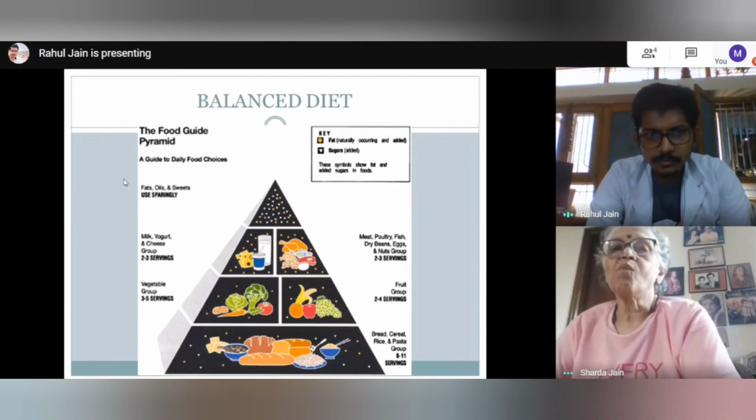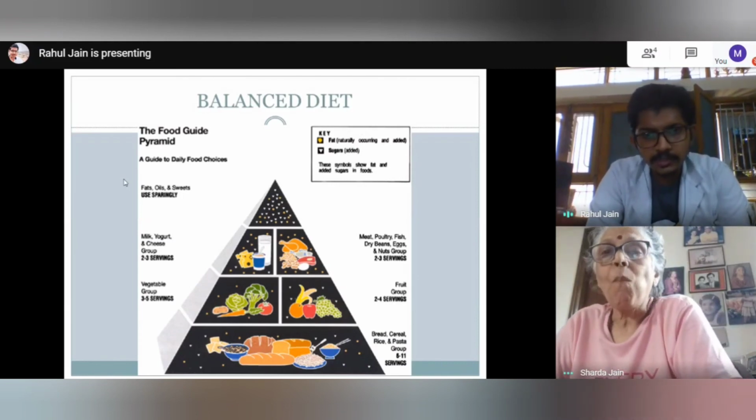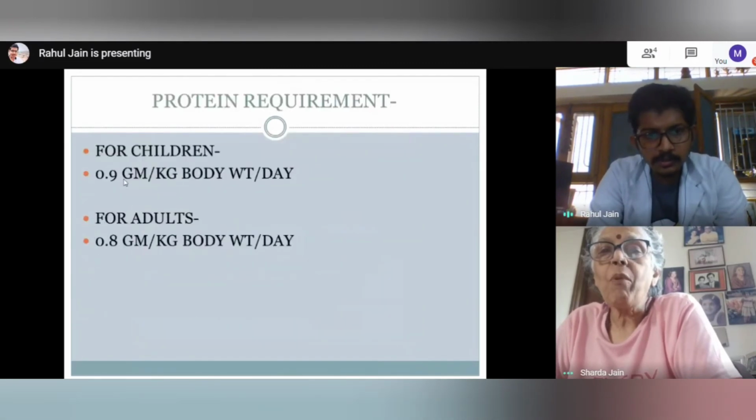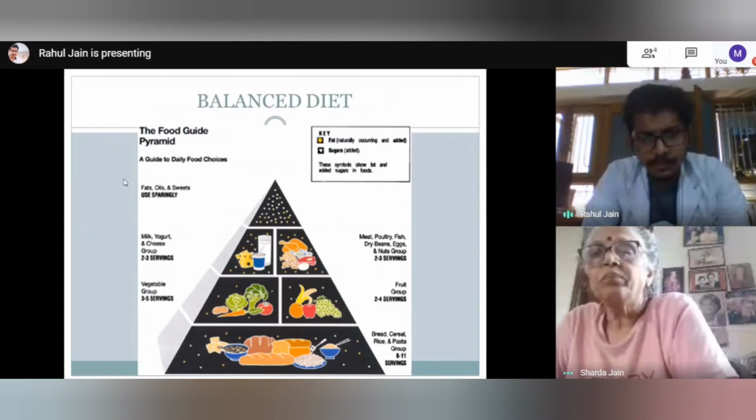Then we should think about our daily caloric intake. With these formulas, we can calculate the daily caloric intake. Then, third, we should keep in mind how much protein we require, and make sure that our protein intake is normal and is meeting our needs.